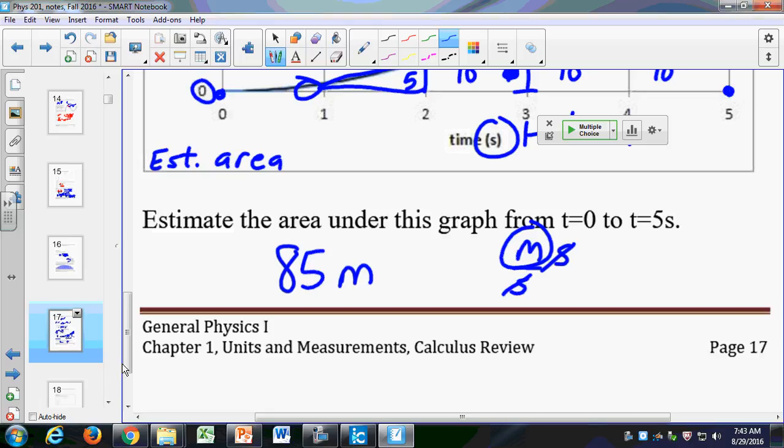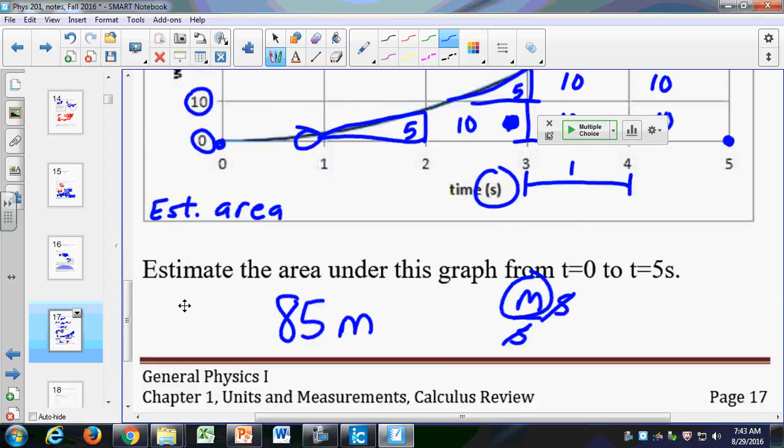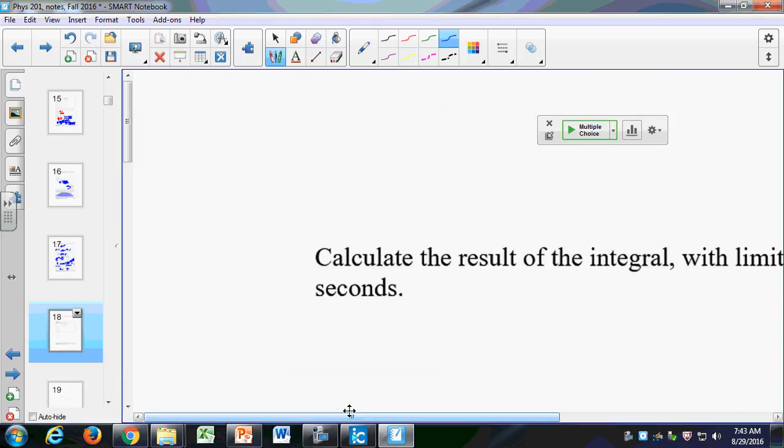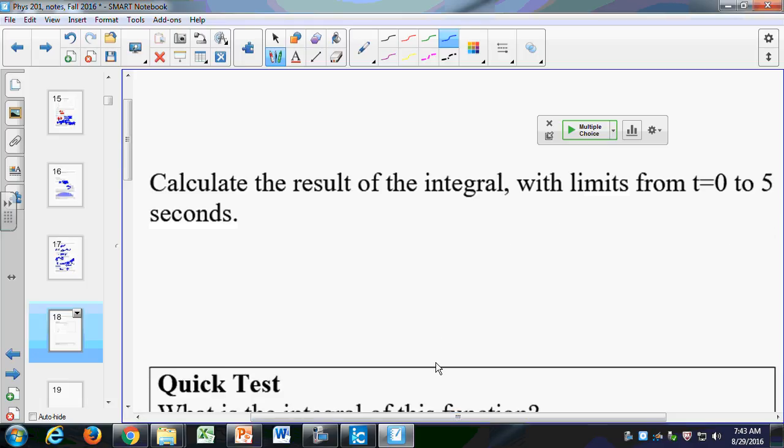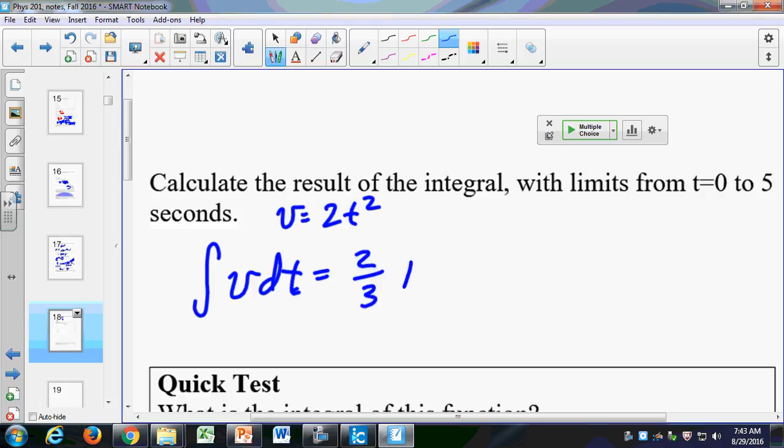Now I can also take this function, 2t squared, and integrate it. We've already said the integral of v dt, where v is equal to 2t squared. Gosh, what was this integral again? 2/3 t cubed. Remember, I add 1 to the exponent, and whatever that number is, divide the coefficient by that number. So I have 2 over 2 plus 1, that's 2/3, and then I add 1 to the exponent to get me t cubed.